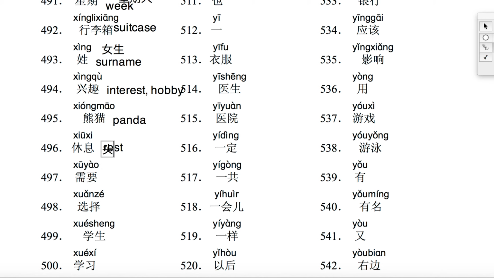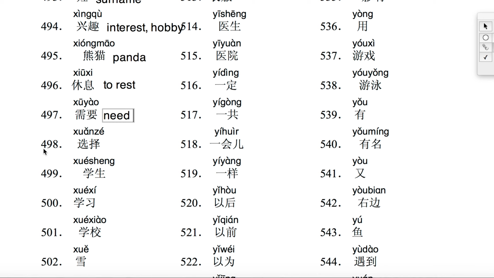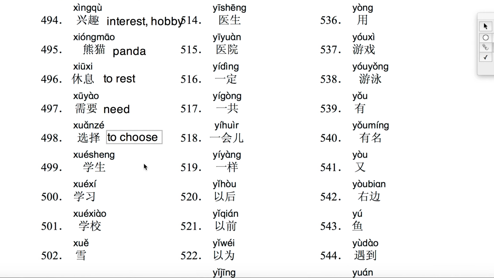To rest. 休 means to rest, to take a break. 息 also means to take a break. And together, to rest. 497. 需要. Need. Both characters mean need. So we put them together as a word, 需要, need. 498. 选择. To choose.